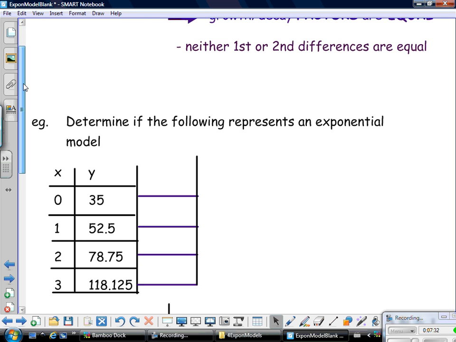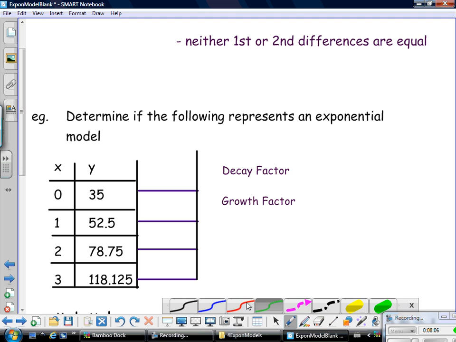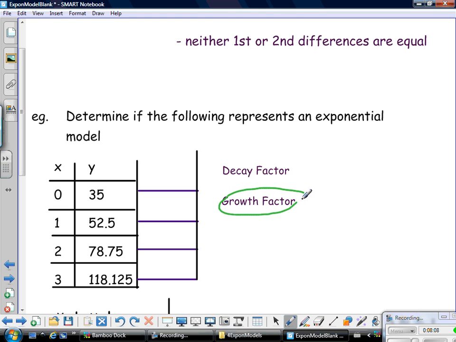So here are two examples. And the first one we're going to look at, it says determine if the following represents an exponential model. Now, because they don't ask me what it is, just whether it's an exponential model, I'm not even going to bother with first and second differences. So when I look at this, first of all, I can look at my table of values. Okay, you can see the x's go up evenly. If I look here, the numbers are growing, they're getting larger. We can see that. So if I'm looking at whether it's a decay factor or growth factor, I would be looking at a growth factor only because it is growing.